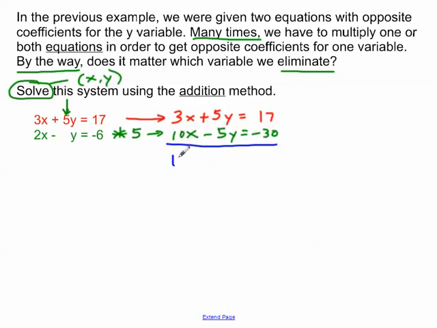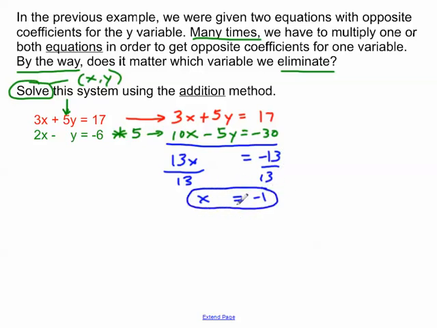So then step 4 says add the modified equations. 3x plus 10x is 13x. Plus 5y minus 5y goes away. You could write a 0 down there, but I would not, only because it's clearer if you don't have that there. 17 plus a negative 30 is negative 13. So 13x equals negative 13, and we want just x, so we've got to divide by 13 each side, and we get x equals negative 13 divided by 13, negative 1.